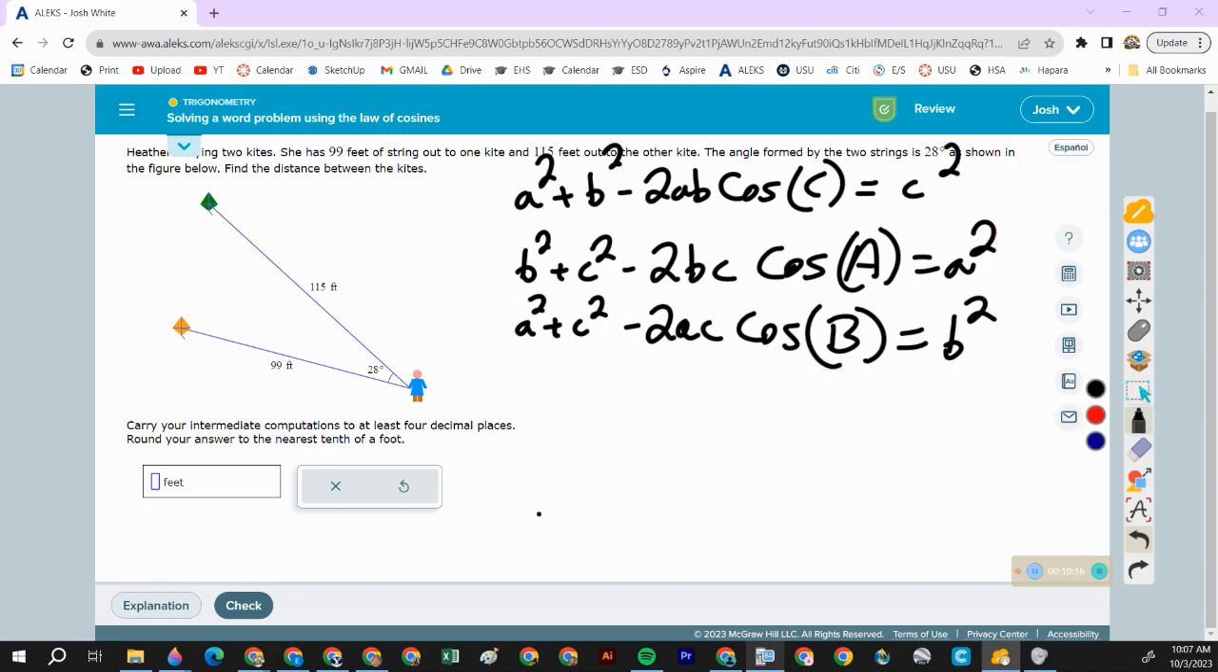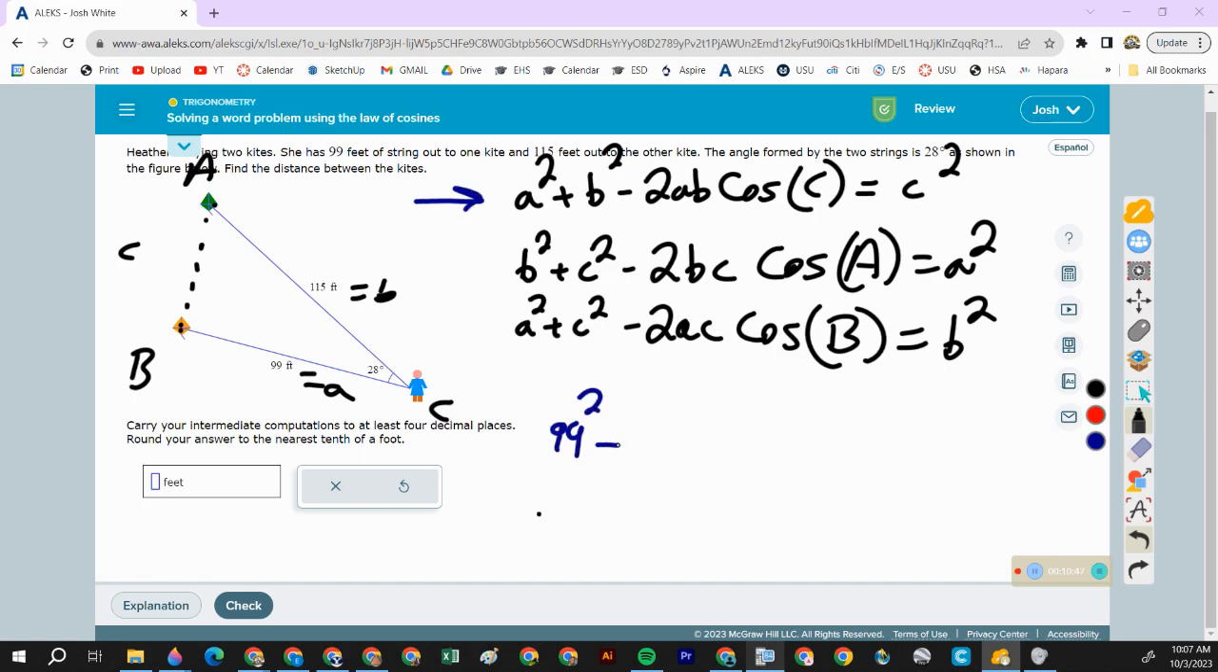All right. So let's call this angle C. So this would be little c, A, B. So this would be little b, and this would be little a. So it wants to know how far apart are the two kites. So we will use this formula.